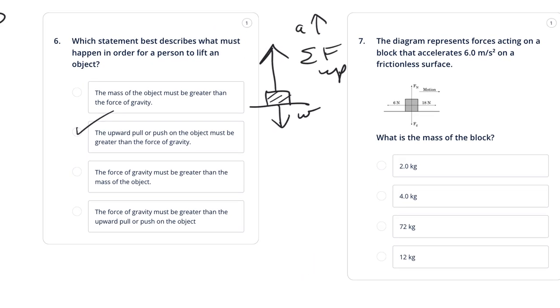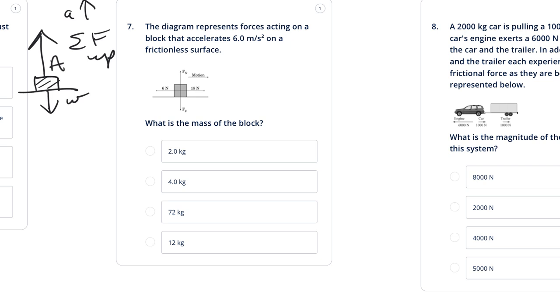Now, if it's being lifted up at a constant speed, well, then there is no net force. And the lifting force, I call that the applied force, can be equal to the weight once it's moving. Okay, let's look at number 7.